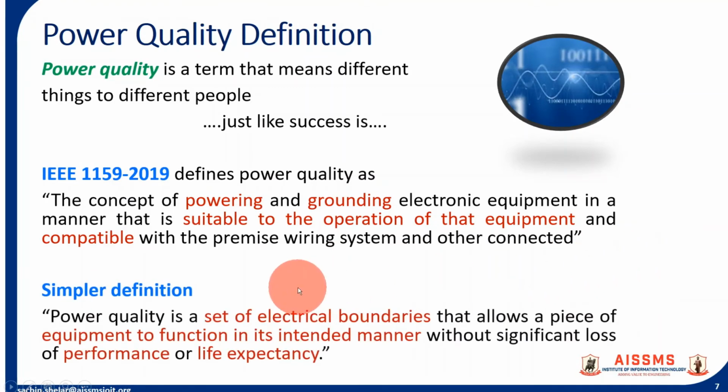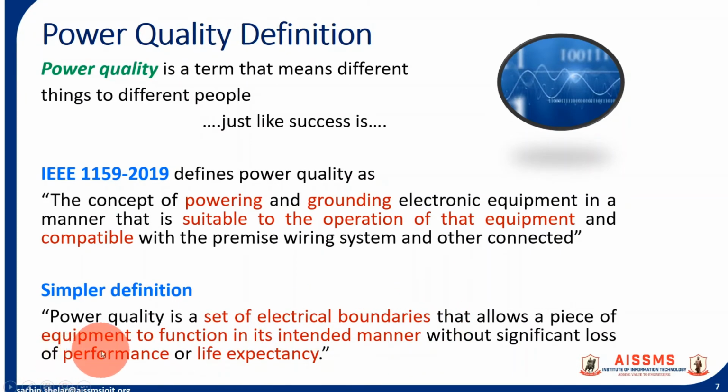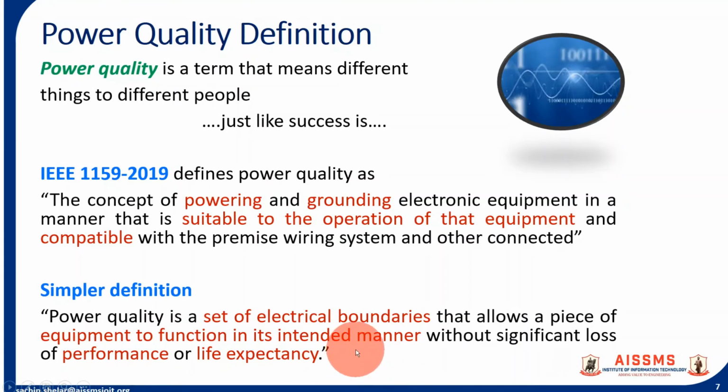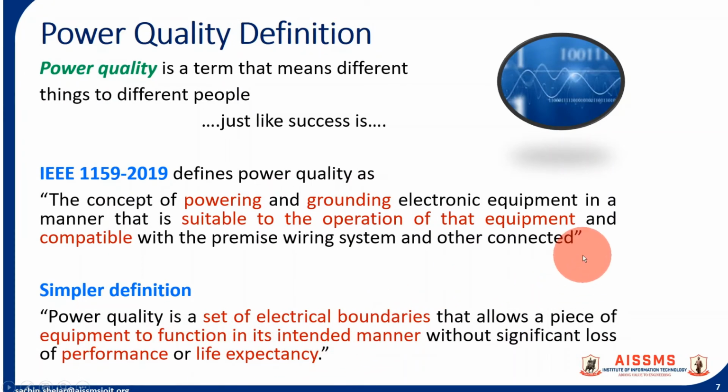While if you go for a simpler definition, we could define power quality as a set of electrical boundaries, that means voltage or the frequency, that allows a piece of equipment to function in its intended manner without significant loss of performance and life expectancy. As mentioned earlier, ideal power supply is not available, so always there will be some variation. But how much variation is acceptable? Those are such that there should not be any significant loss of performance or any reduction in the life expectancy.